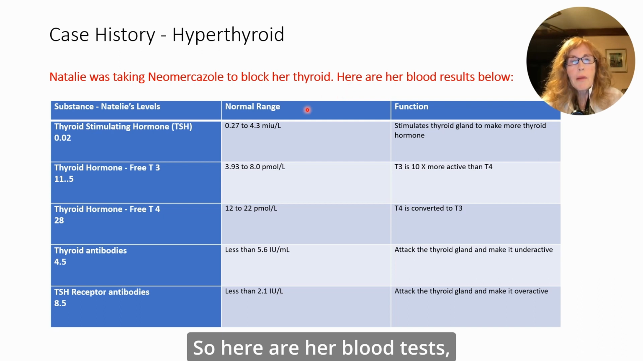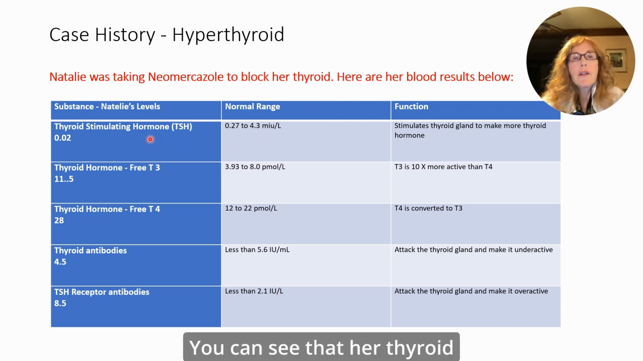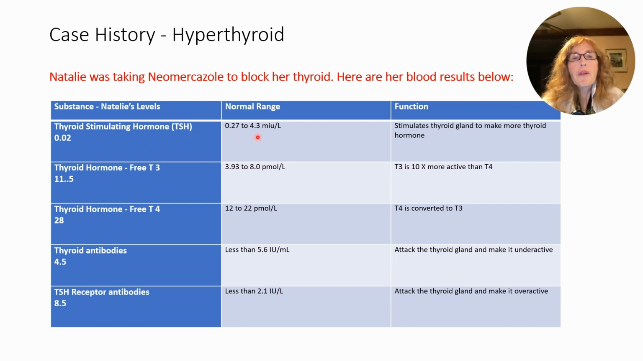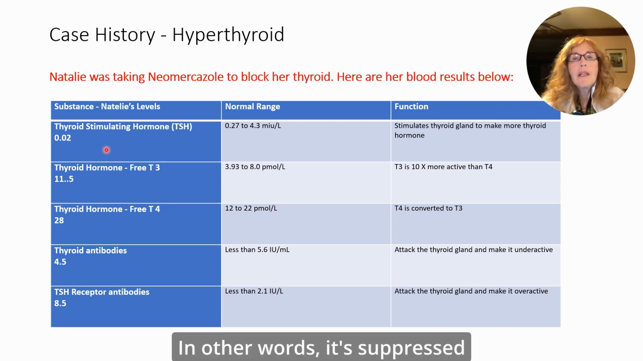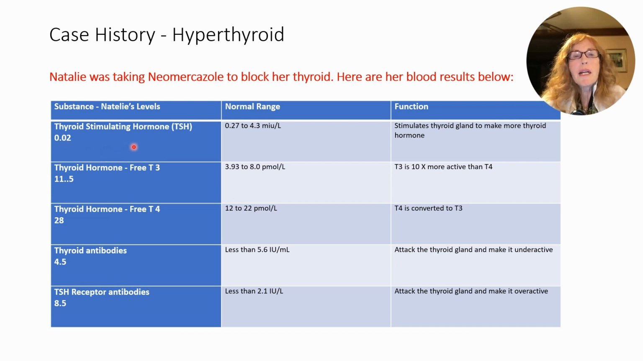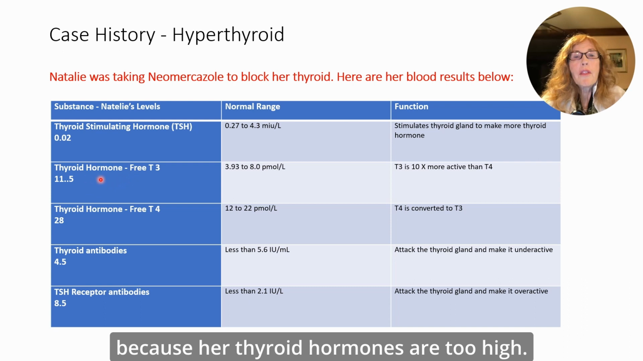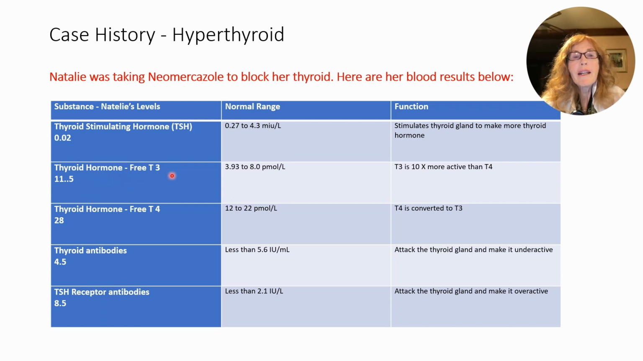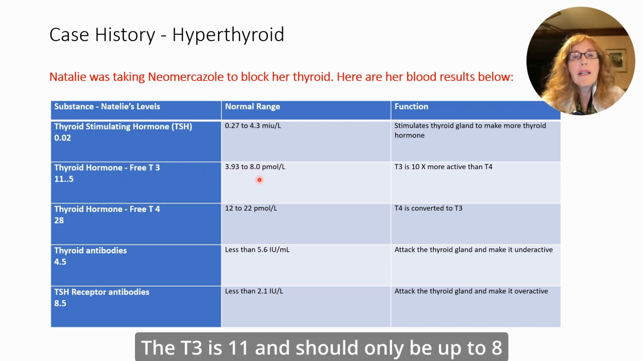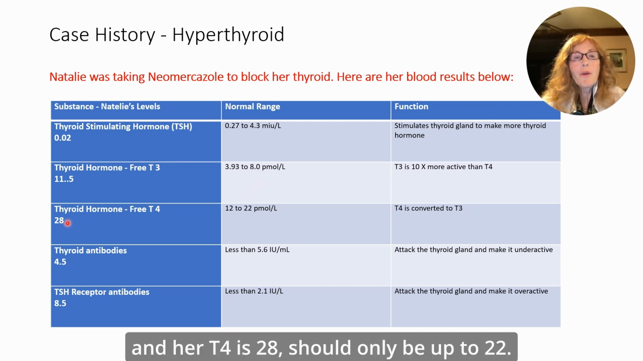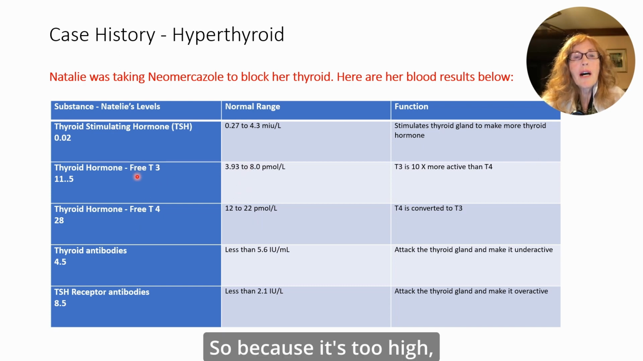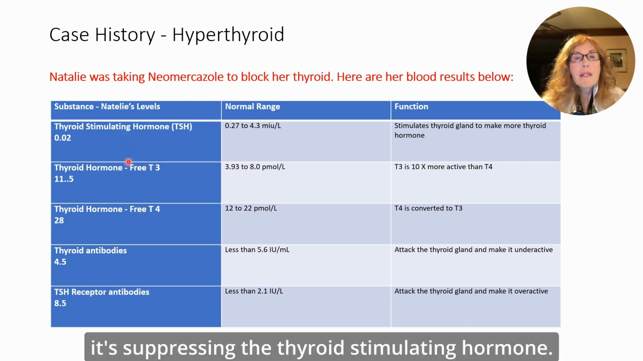So here are her blood tests, which are quite interesting. You can see that her thyroid stimulating hormone is 0.02. The normal range is 0.27 to 4.3. So it's way low. In other words, it's suppressed because her thyroid hormones are too high. The T3 is 11, it should only be up to 8, and her T4 is 28, should only be up to 22. So because it's too high, it's suppressing the thyroid stimulating hormone.